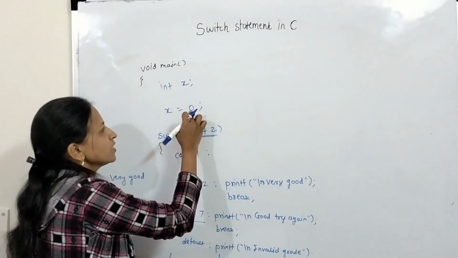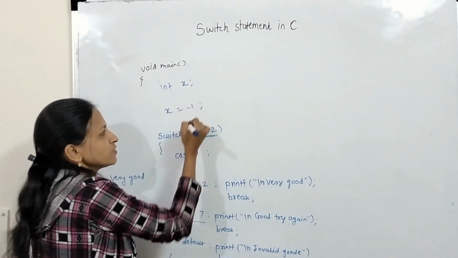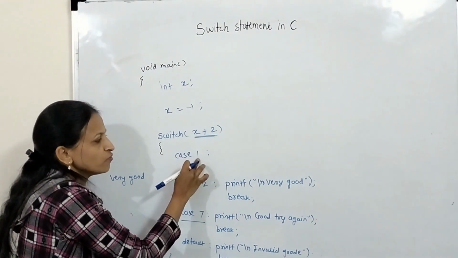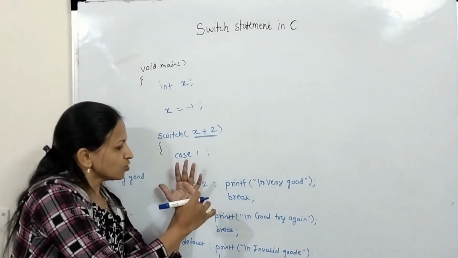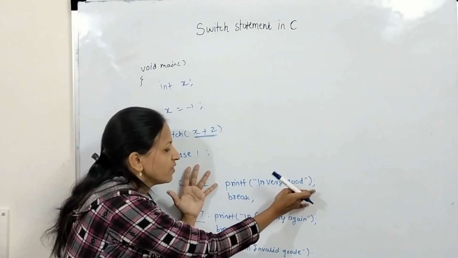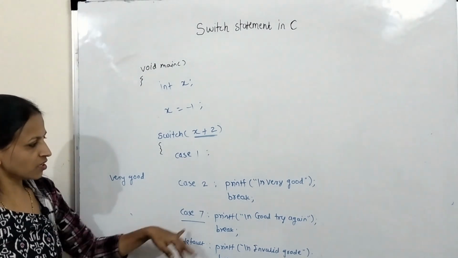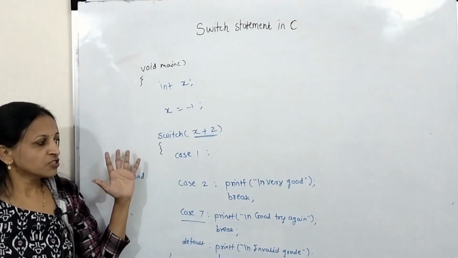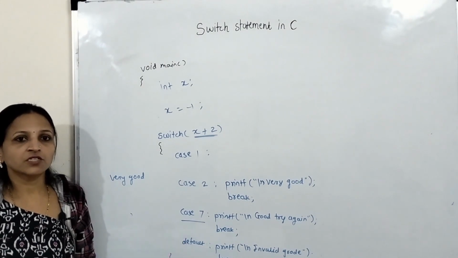Suppose the user has entered the value -1 initially, then -1 plus 2, the value will be 1. It will ignore the whole upper part, it will execute from here, it will go here, display very good and break, and the control will come out of that switch case. In this way switch case will get executed.